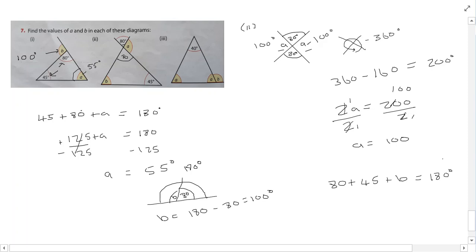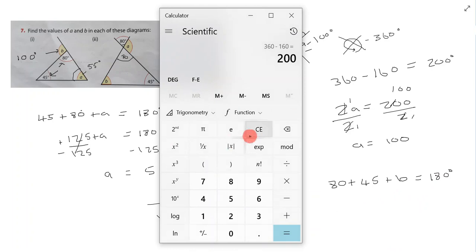Just to remind ourselves where this came from, the 80 comes from here. We know this is 80 degrees. If this angle is 80 degrees up here, this is an opposite angle and it's equal, so this is 80 degrees as well. The 45 degrees is coming from here, and the B is coming from here. It's the unknown. So this is just a simple algebra expression. If we add this, this, and this, they're all going to add up to 180 degrees. So 80 plus 45 is equal to 125.